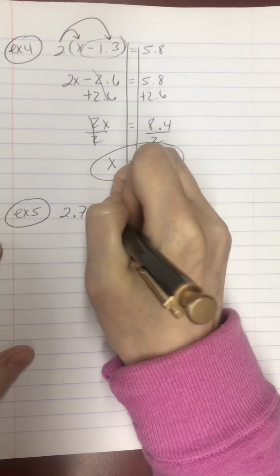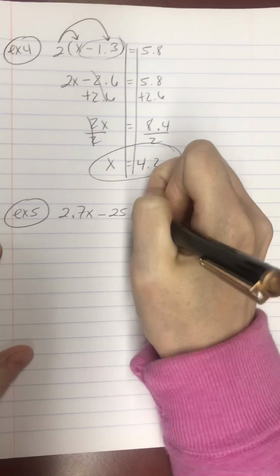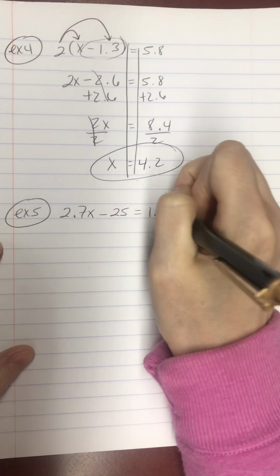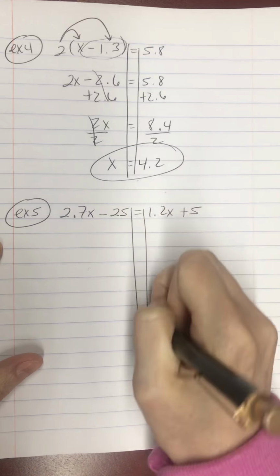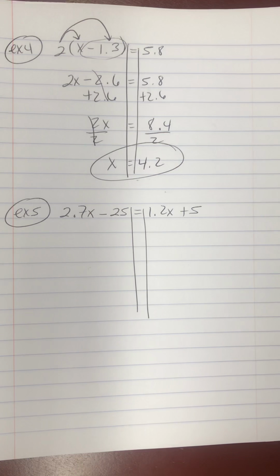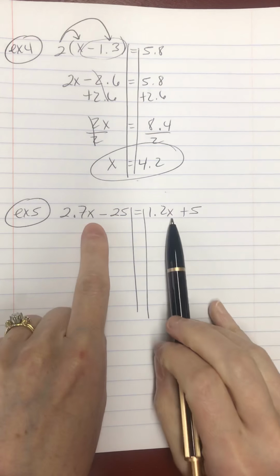2.7x minus 25 equals 1.2x plus 5. Okay, so here's a problem that's actually pretty similar to example number 3 because there's no combining like terms that you can do on either side. There are no distributive properties to take care of. But we do have x's on both sides of the equal sign. Here I've got an x, here I've got an x. Okay, so we need to get them together.